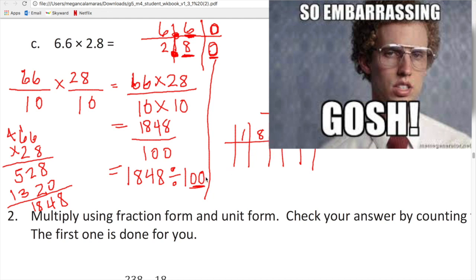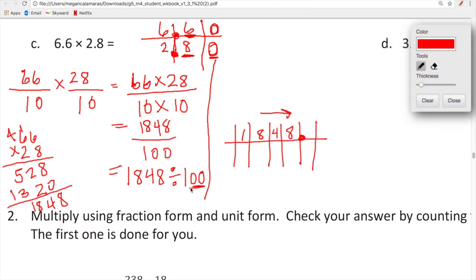And then when we divide this by 100, we have 2 zeros here. We're going to shift each place value to the right twice. We're going to shift each of these numbers 2 times to the right because we have 2 zeros here. So that means that 8 is going to go 1, 2 here.